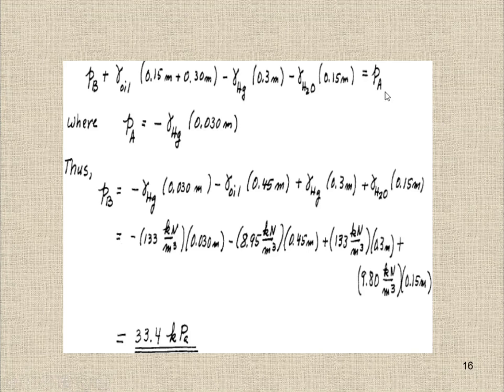So PA is known, so we have to find out PB. You shift all the values there. You see PA is equal to gamma of Hg into 0.003. That is given, so it is minus. So you can replace PA by putting this value, and convert this millimeter of Hg into meter of Hg and insert it here. When you simplify it, you will end up with the pressure 33.4 kilopascal.